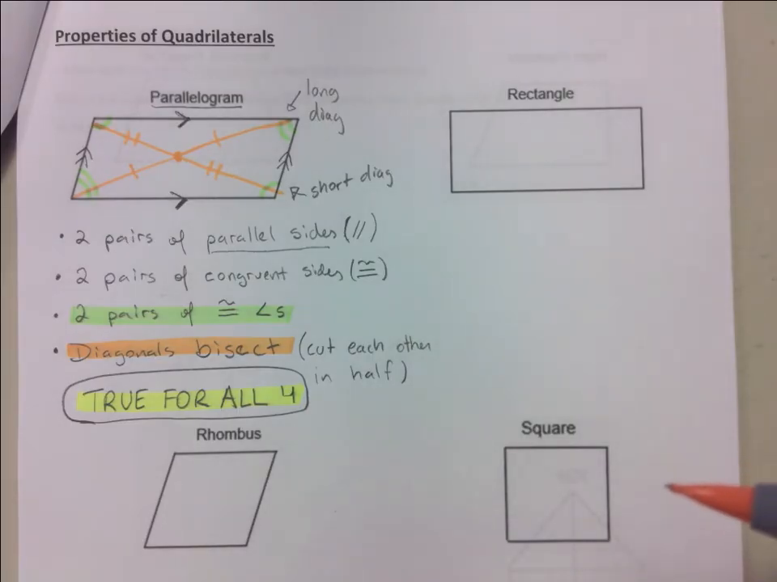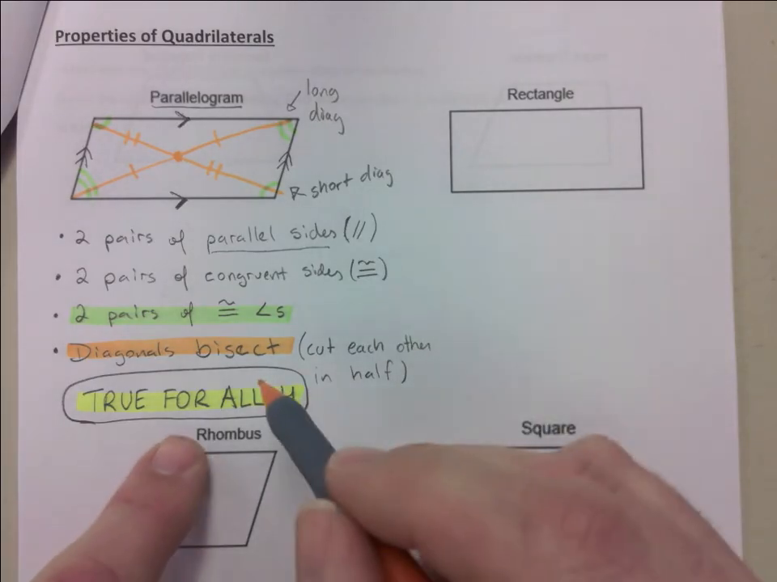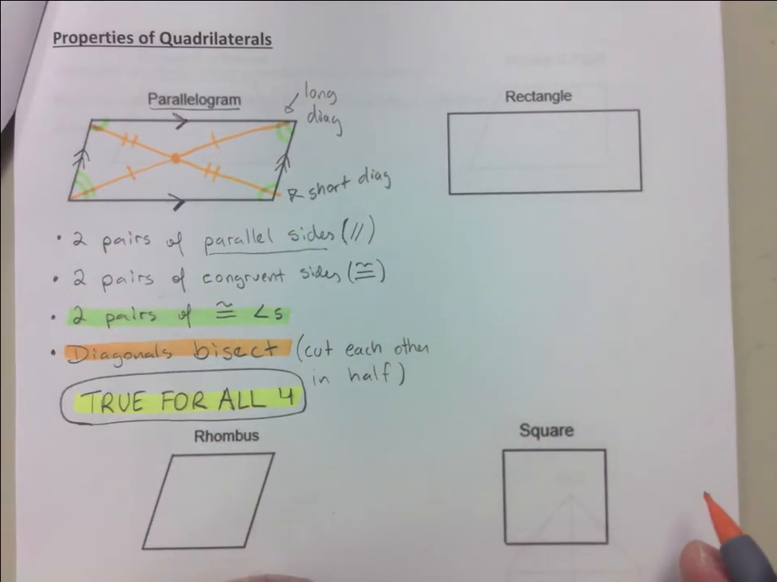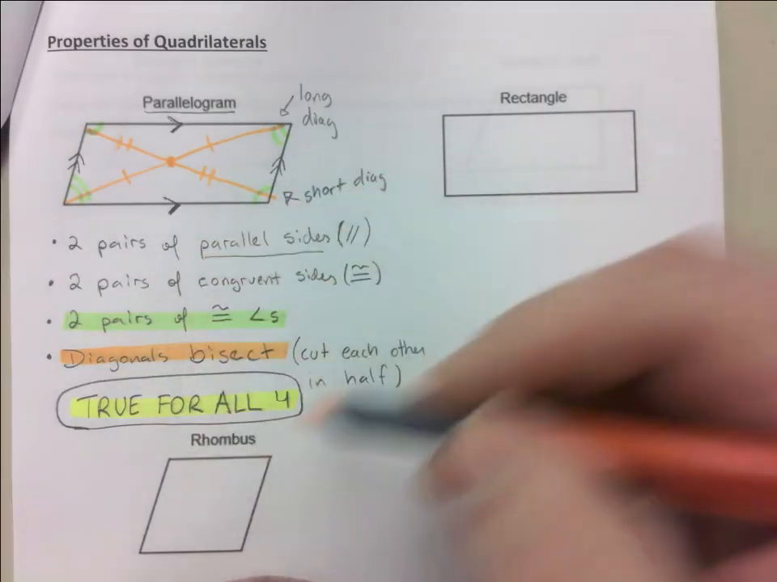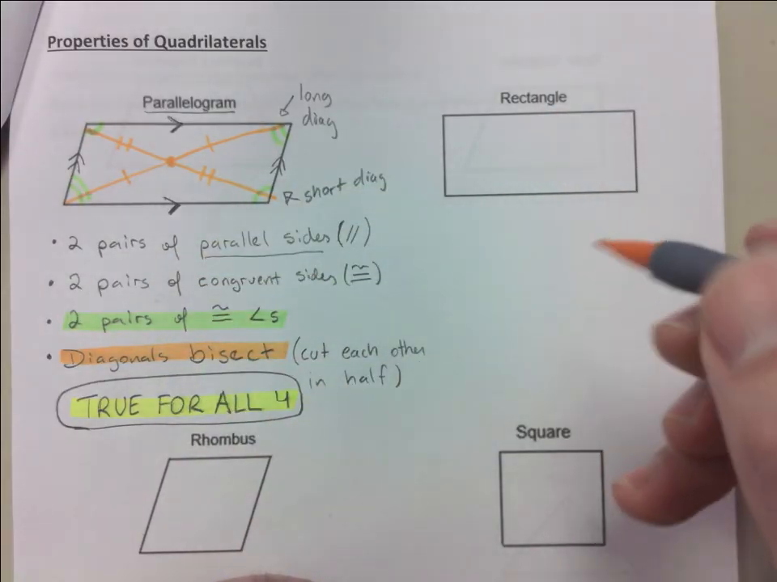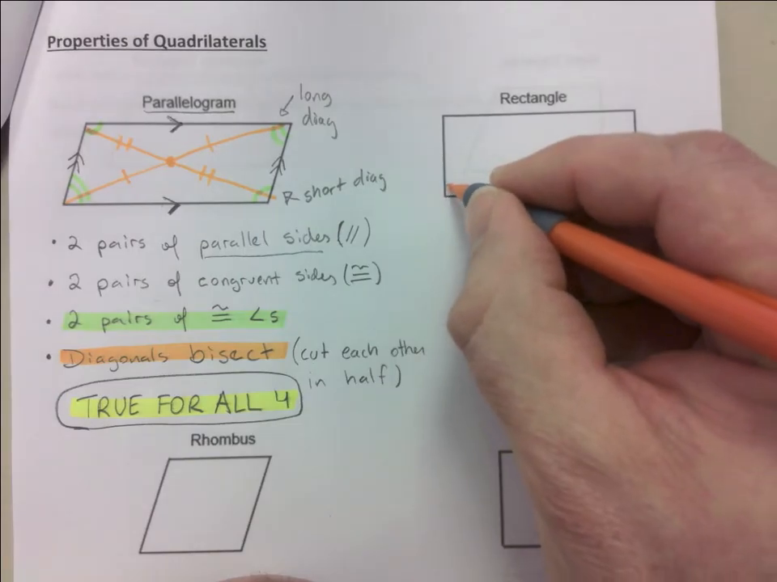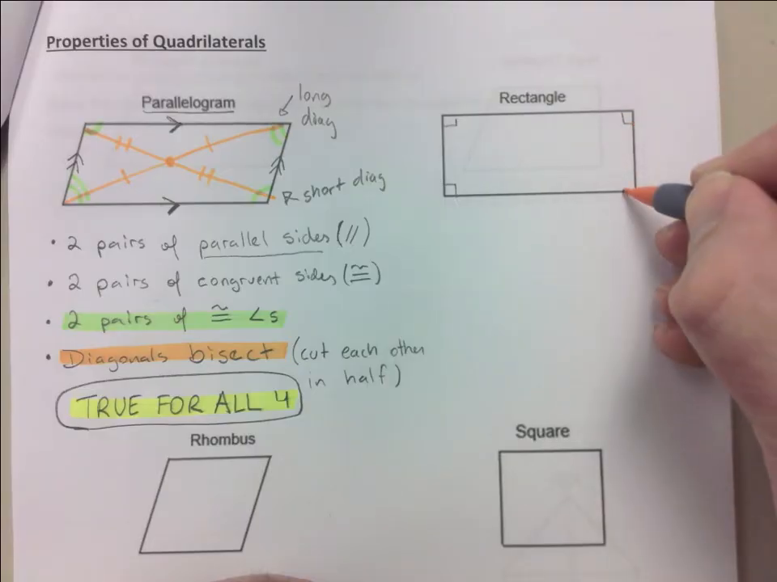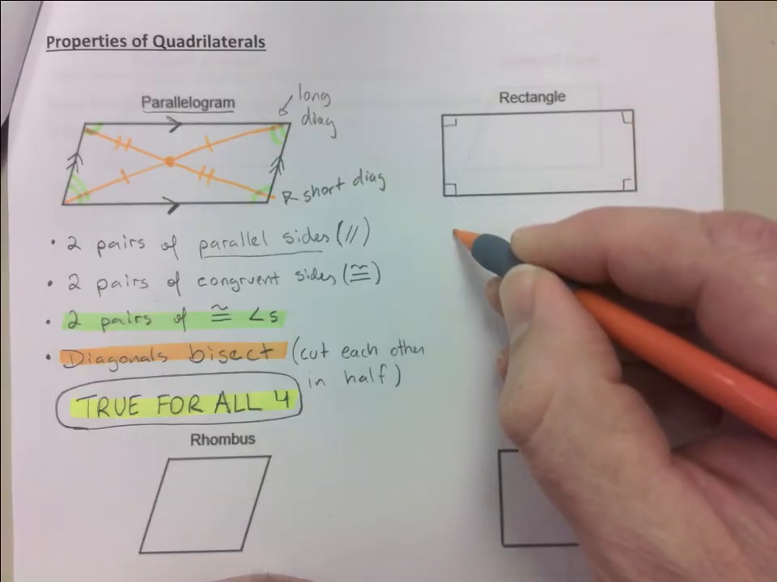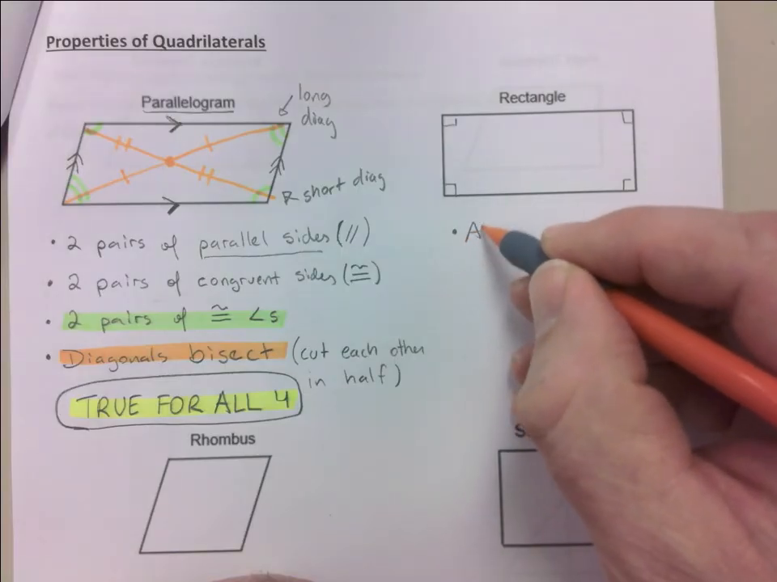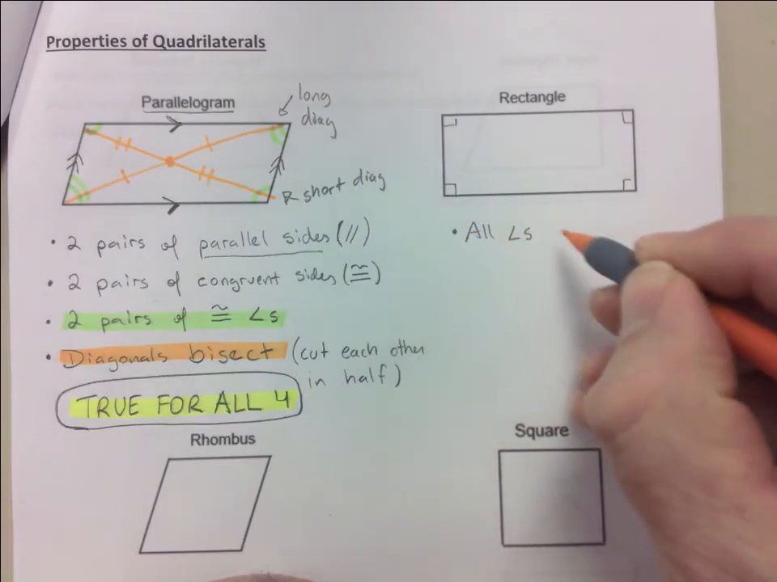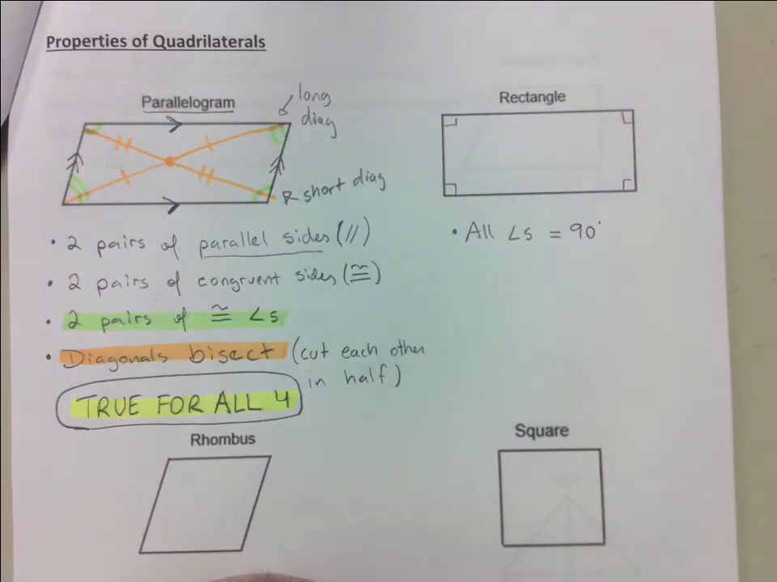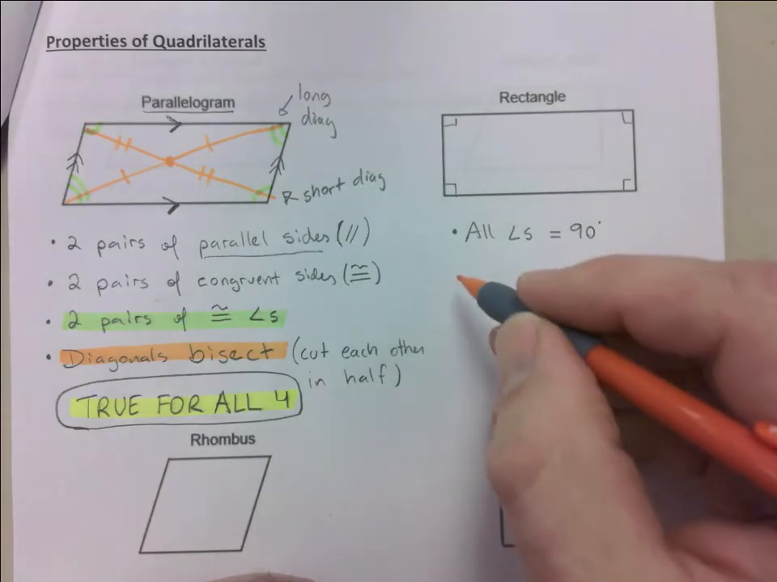All right, let's keep going. How's a rectangle different than this? What's unique about a rectangle? All of these things are true, but what's very unique about a rectangle? They have 90s in all four corners, yes. All angles are equal to 90 degrees. That's very unique about it.